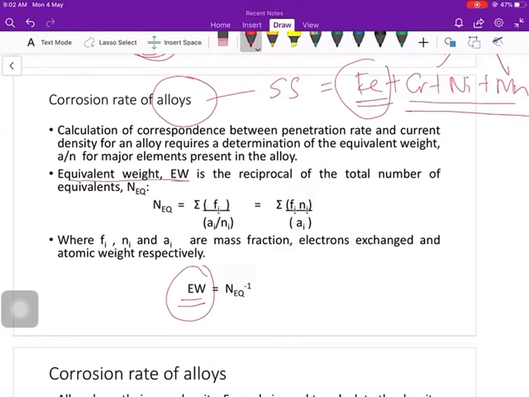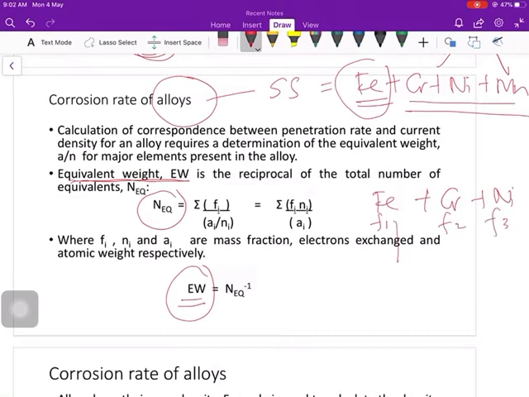So before you can get this equivalent weight, EW, you must calculate the equivalent number, NEQ. So how to calculate NEQ is the sum of the fraction of each composition. Okay, probably you can have ferrum plus chromium and nickel.